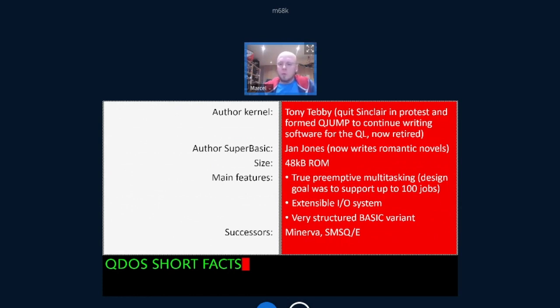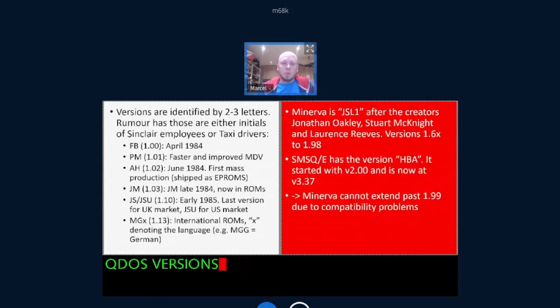The successors of QDOS are called Minerva and SMSQ. So a short rundown, I will not read everything here, but QDOS versions are generally called by two letters, like FB, PM, AH. Apparently those were either initials of Sinclair employees or taxi drivers, I'm not sure. Both versions exist. Minerva was called JSL1, and SMSQ was HPA and was the one that starts with version 2. So we have one continuous version line between three OSs, which is a problem for Minerva because it's hit 198. And 199 is the last one, and after that it would shift to 200, and that would probably be a big compatibility hassle for software that tests for SMSQ by the version number.